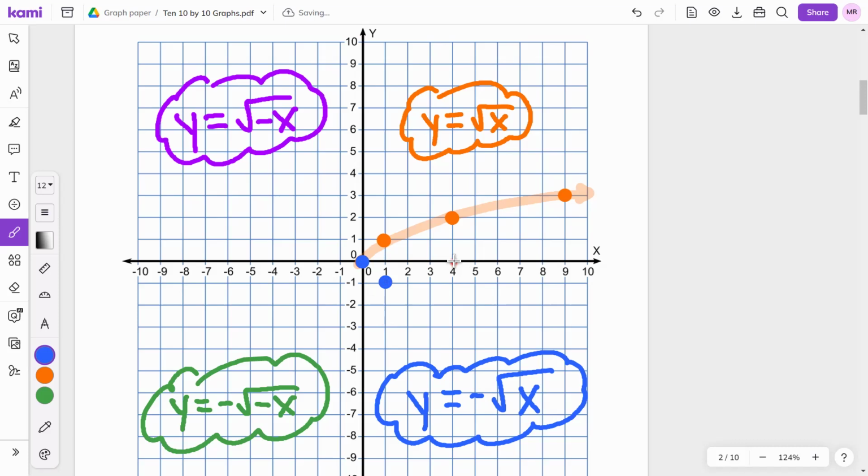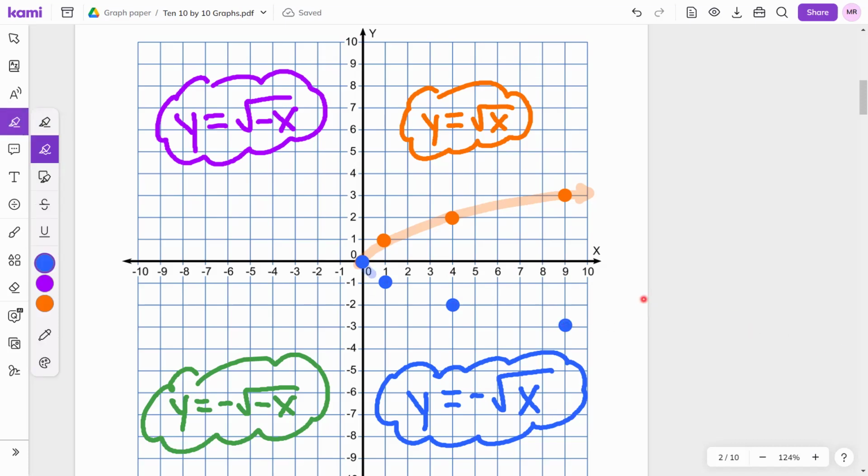Square root of 4 is 2, but when I times it by a negative, I get a negative 2. And square root of 9 is 3, and when I times that by a negative, I get a negative 3. And so that would be my negative square root of x. So you see how I'm getting a sideways parabola. This would be the positive root. This would be the negative root.